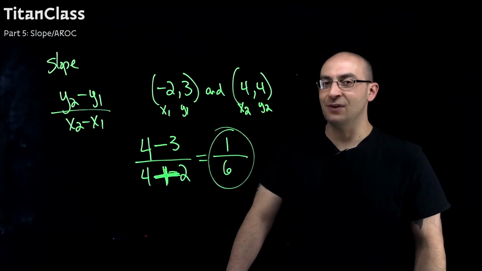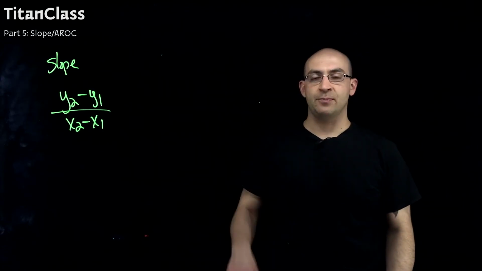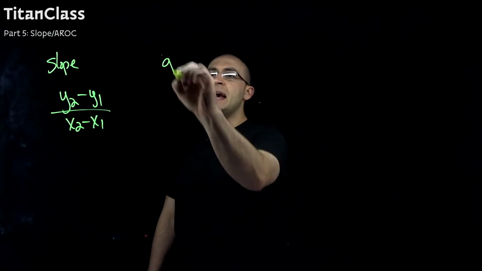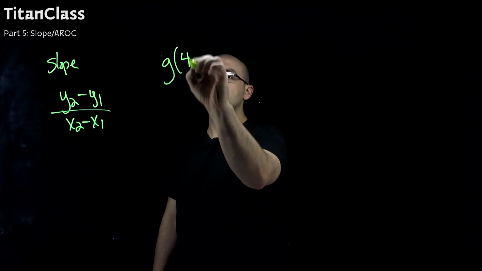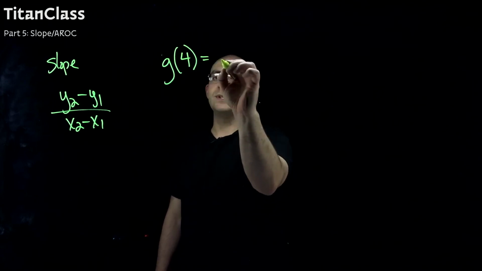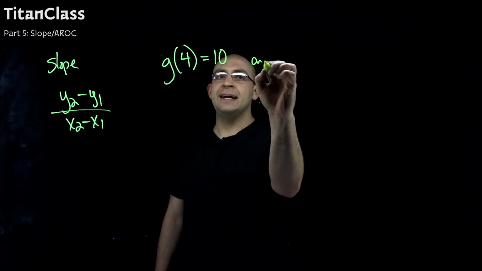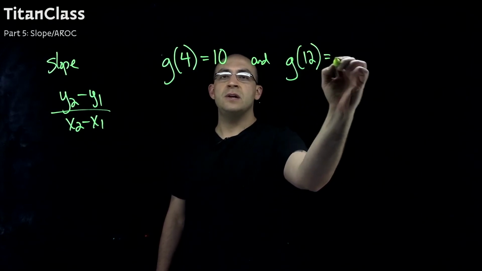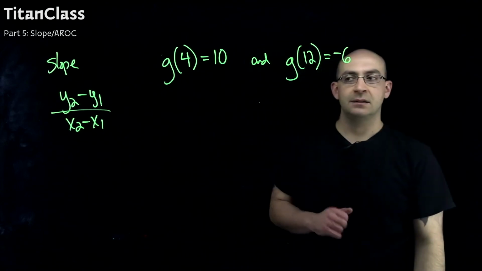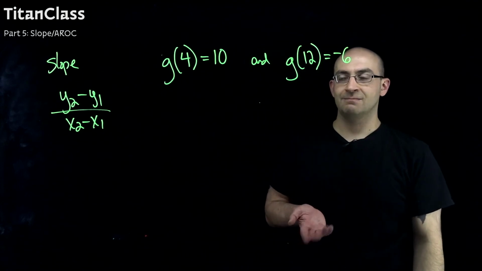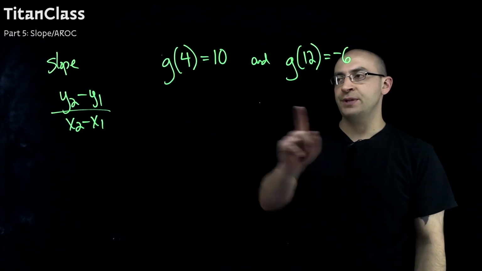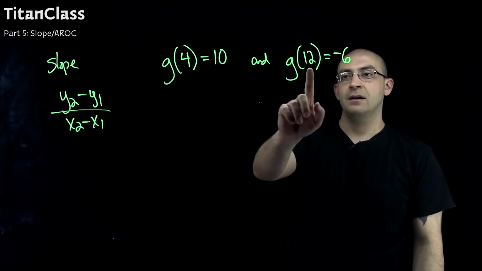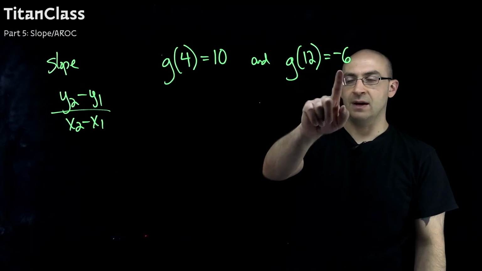So let's move on. So we just did an example with 2 sets of points. But what happens if it's written in function notation? So let's say we have g of 4 equals 10, and we have g of 12 equals negative 6. How would I find the slope of those two things? Well, remember that function notation is x in the parentheses, which equals a y value.